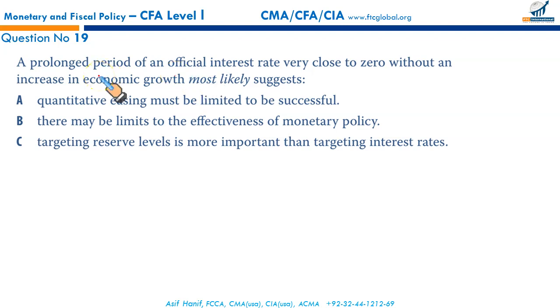Okay, next, a prolonged period of an official interest rate very close to zero without an increase in economic growth most likely suggests what? Quantitative easing must be limited to be successful. Well, bringing the official interest rate close to zero, sometimes even slightly below zero, and there is no economic growth, means that there may be limits to the effectiveness of monetary policy. Despite these low rates, there is no economic growth, which means such actions have their own limits. So there are limits to monetary policy. It won't work every time.